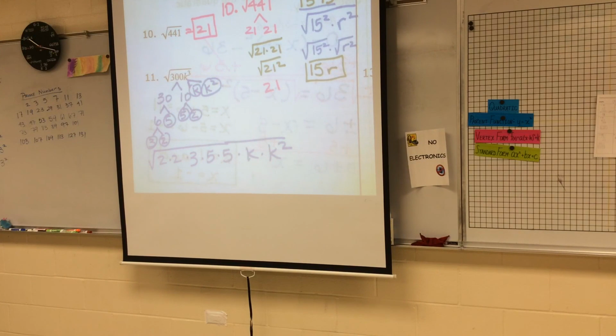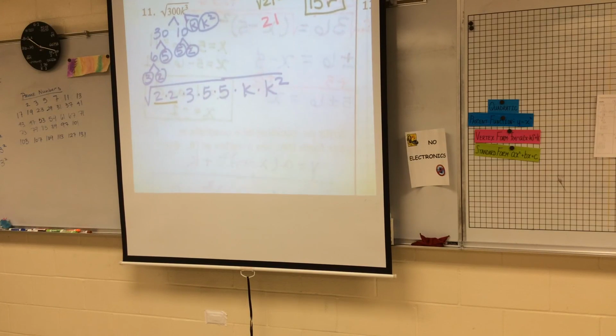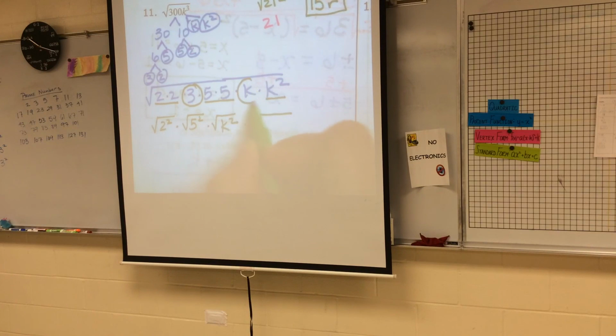All right, I want to identify my pairs. I've got a pair of 2's. I have a pair of 5's. And I have my k squared. So I can rewrite this as the square root of 2 squared times the square root of 5 squared times the square root of k squared times, and then everything that's left over. I have 3 and k, so the square root of 3k.